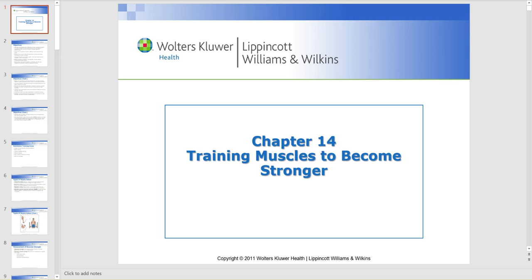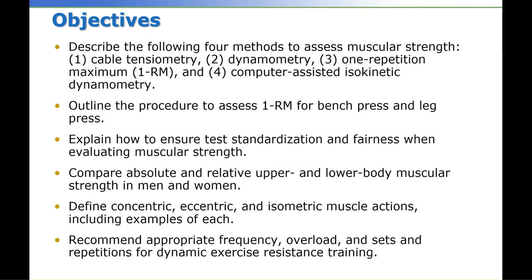Okay, chapter 14, training muscles to become stronger. Today we're going to describe the following four methods to assess muscular strength: cable tensiometry, dynamometry, one rep max, computer-assisted isokinetic dynamometry. Outline procedure to assess one rep max for bench press, leg press.